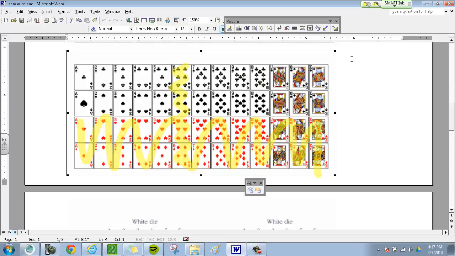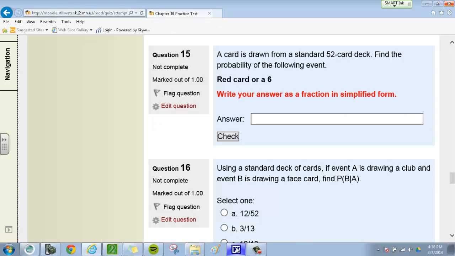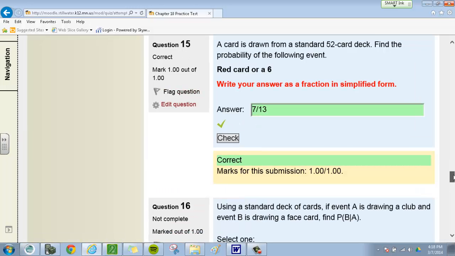Okay, so 13 plus 13, and then we gotta count these guys. So this was 13 here, this is 13 here, that's 26, 27, 28. So really we have 28 out of 52. That is 14 over 26, and that is 7 over 13. 7 over 13. Isn't this like the problem I got wrong? Okay, 7 over 13. Checking it. Fingers crossed. Good. Okay.